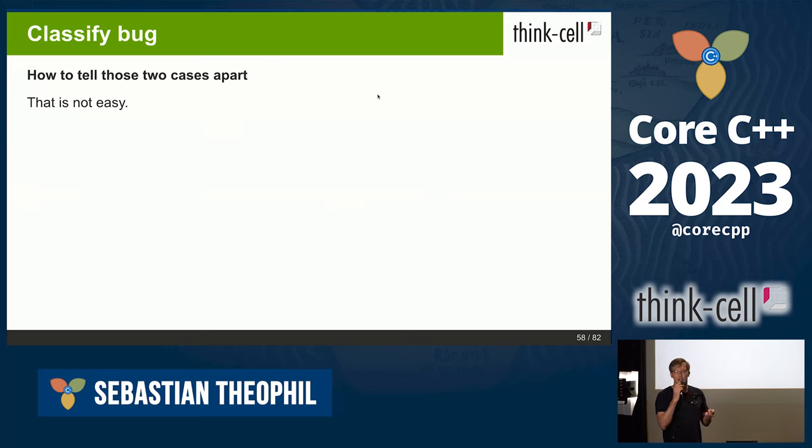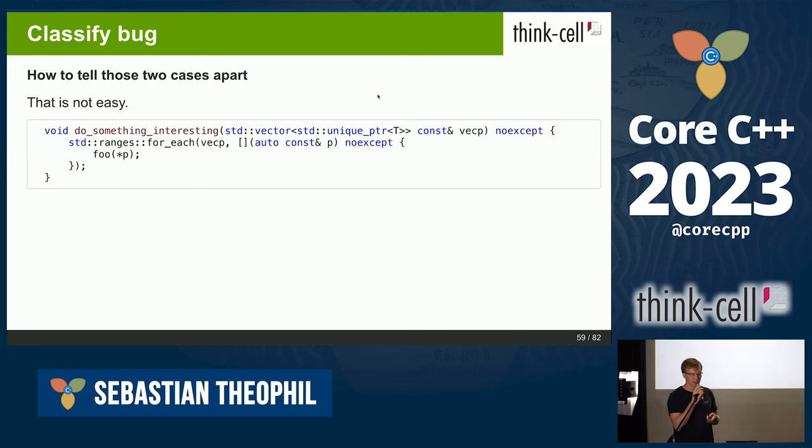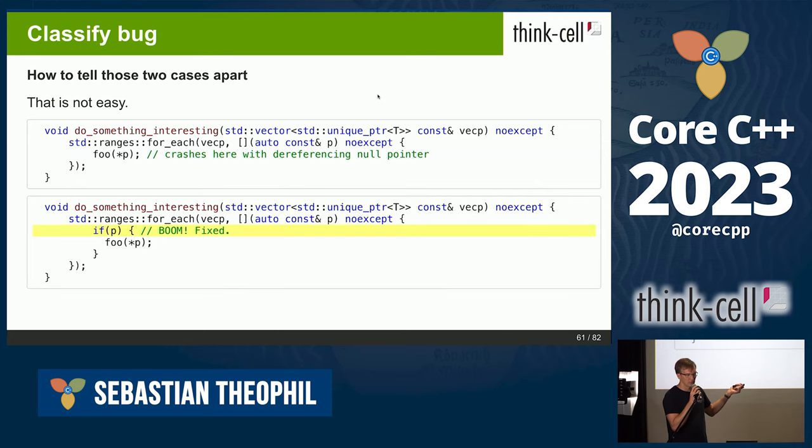And it's tricky to tell those two cases apart, right? Let's look at this little fake example here. You have a function that gets a vector of pointers, and you iterate over them and call a function, dereferencing that pointer. And now you get a bug report that this crashes. This pointer can be null. You cannot dereference it. Now, we can do this. Sure. Is that a good fix? I don't know. Maybe.